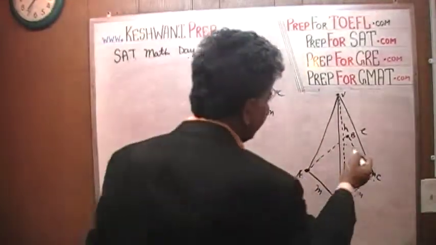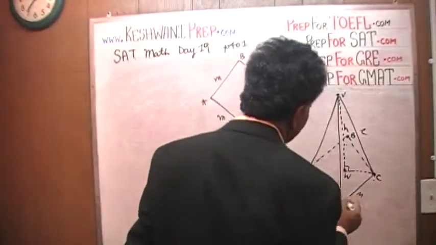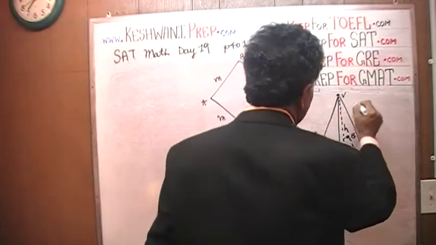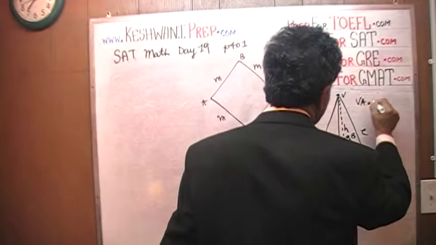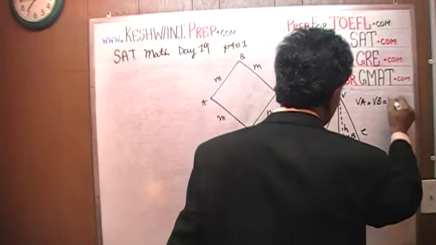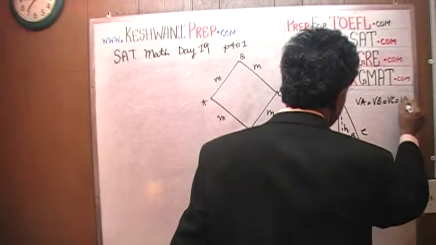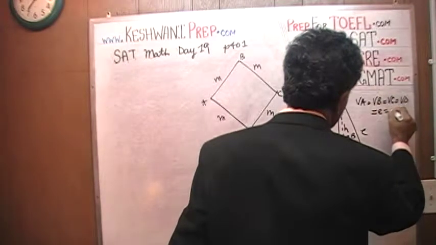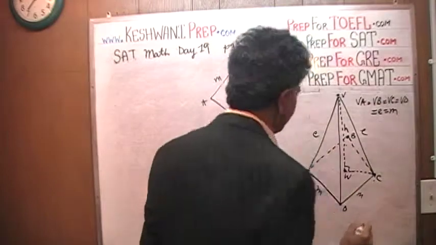In other words, V to C is E, V to D is E, V to A is E. V to A equals V to B, which equals V to C, which equals V to D, and they all equal E, which we are told also equals M. Now where is V to B?